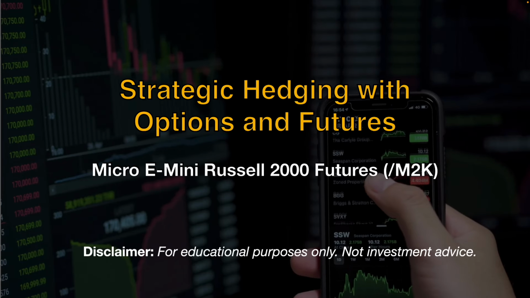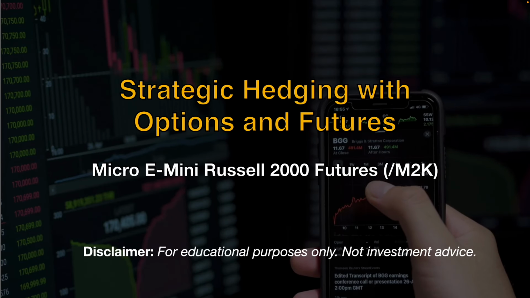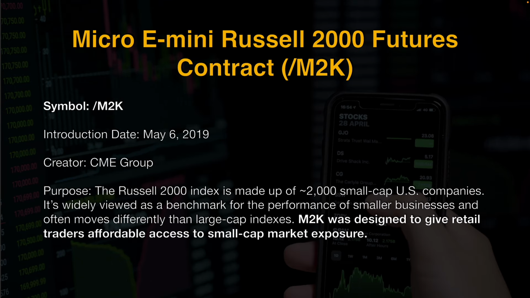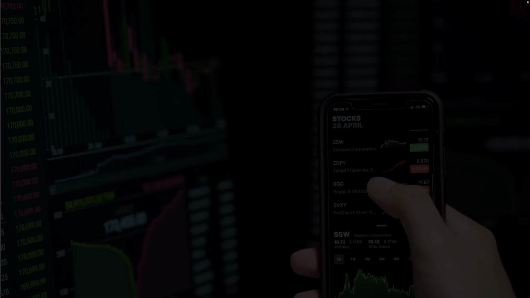This is strategic hedging with options and futures, the Micro E-mini Russell 2000 futures contract. The Micro E-mini Russell 2000 futures contract, symbol /M2K, was introduced on May 6, 2019 by the CME Group. The Russell 2000 index is made up of approximately 2,000 small cap U.S. companies. It's widely viewed as a benchmark for the performance of smaller businesses and often moves differently than large cap indices.